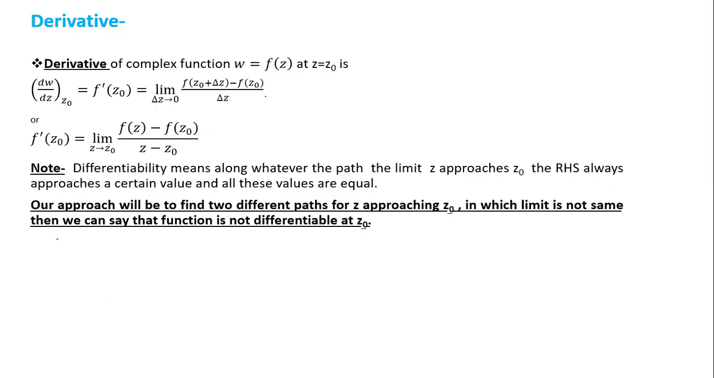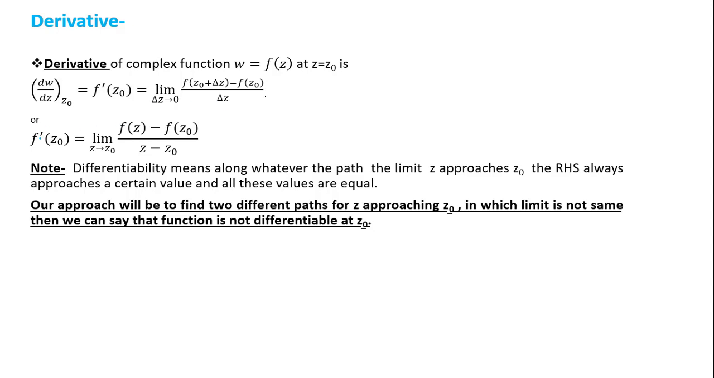Now we will understand what a derivative is. The derivative of a complex function w equal to f(z) is given by dw by dz at z naught. It is also given in the form f dash z naught equal to the limit as delta z tends to 0 of f of z naught plus delta z minus f of z naught, divided by delta z. It is very similar to the definition of differentiation by first principle.